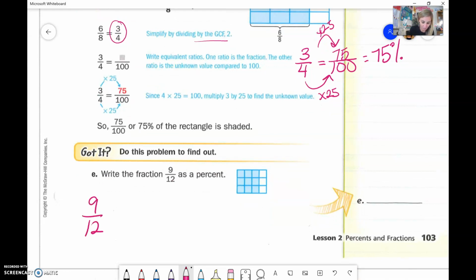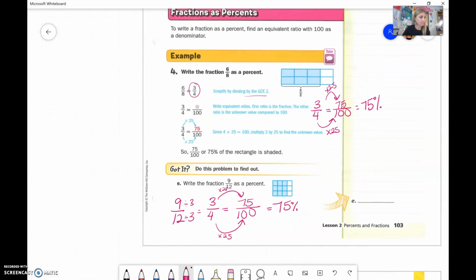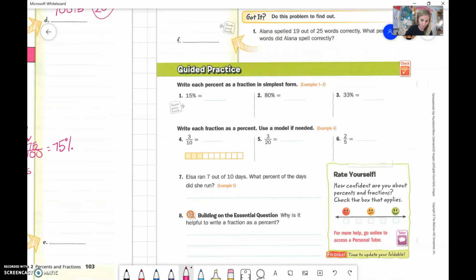Okay, let's take a look at this one. 9/12. Knowing what I know about 9/12, I know that first it can be simplified. So we're going to divide each of those by 3. 9 divided by 3 is 3, and 12 divided by 3 is 4. Now, can I find a percent out of 100? Can I get to 100? I sure can. 4 times 25 is 100. 3 times 25 is 75. I have 75 hundredths, which is the same as 75%.